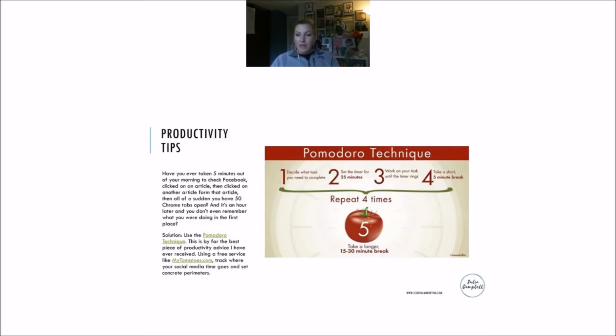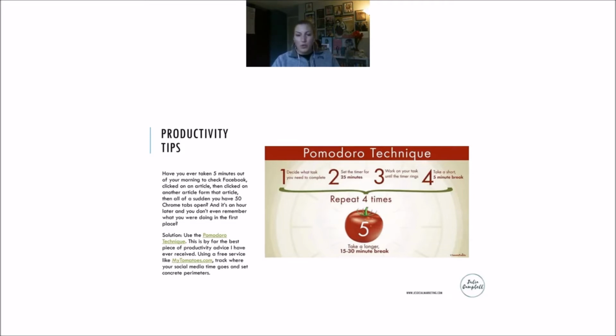Some productivity tips so you don't go down a social media total rabbit hole. I really recommend using the Pomodoro technique. This comes from when people used to use those tomato timers. You can do this for 20 minutes. You can set the timer for however long you want. Pomodoro is traditionally 25 minutes, but you can set it for however long you want.